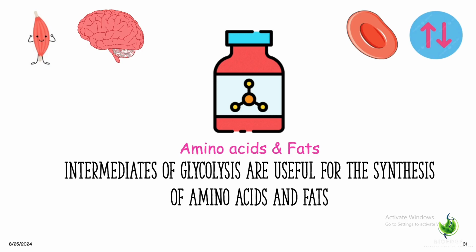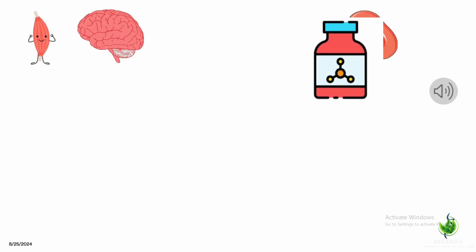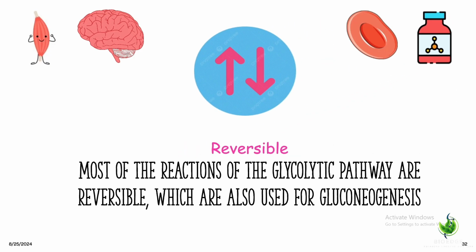Intermediates such as pyruvate and dihydroxyacetone phosphate are used to synthesize amino acids and fats. Reversible reactions of glycolysis are also used for the gluconeogenesis pathway.